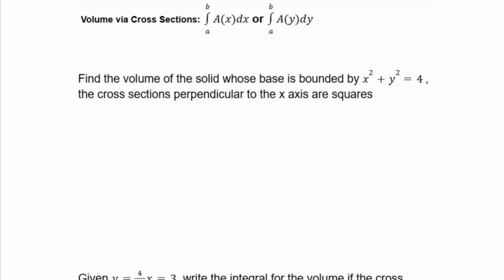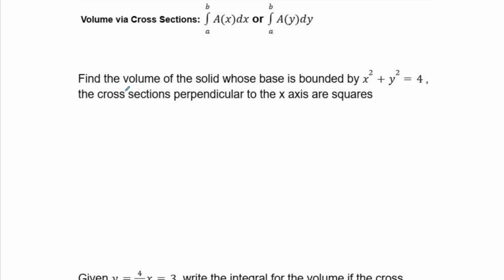Okay, so let's now talk about the volume of cross sections. So if we're told that we have cross sections, what we need to do is write that our volume would be the integral from a to b of A of x dx or A of y dy. Okay, so let's actually just talk about this instead of going through notation.